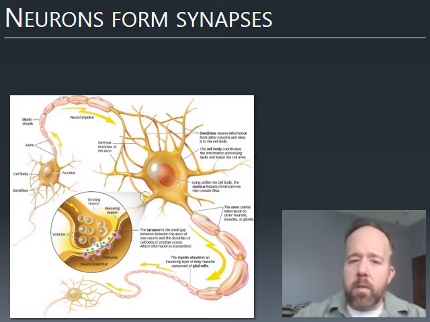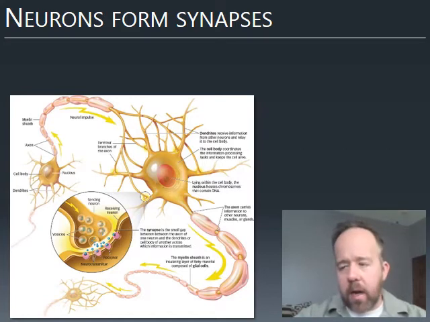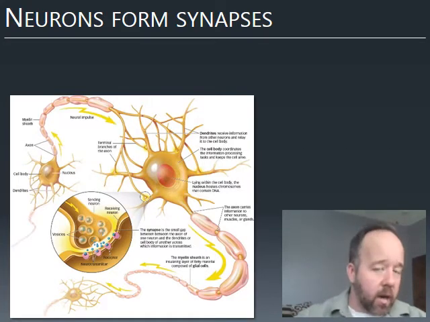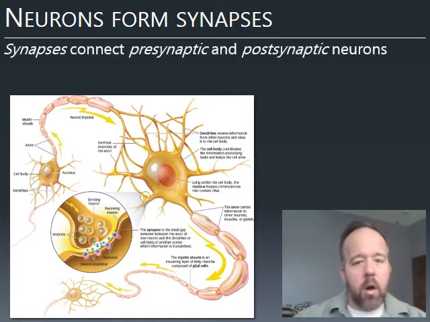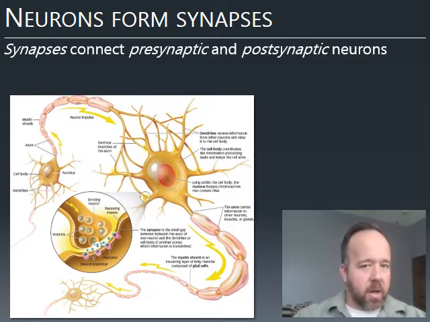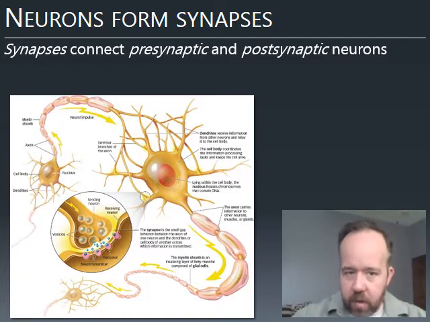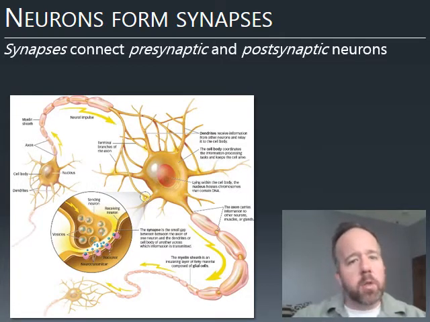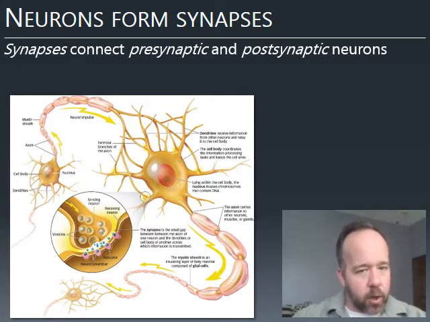Okay, so now we know the various parts of a neuron. And as I've said, neurons connect to one another so that they can communicate. And those connections are called synapses. And a synapse has two neurons in it. It has the presynaptic neuron, and it has the postsynaptic neuron. And that pre and post prefix is important because it indicates the flow of information.